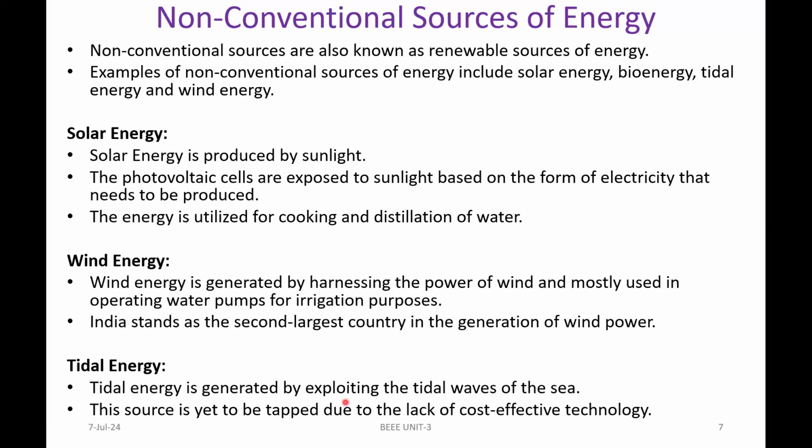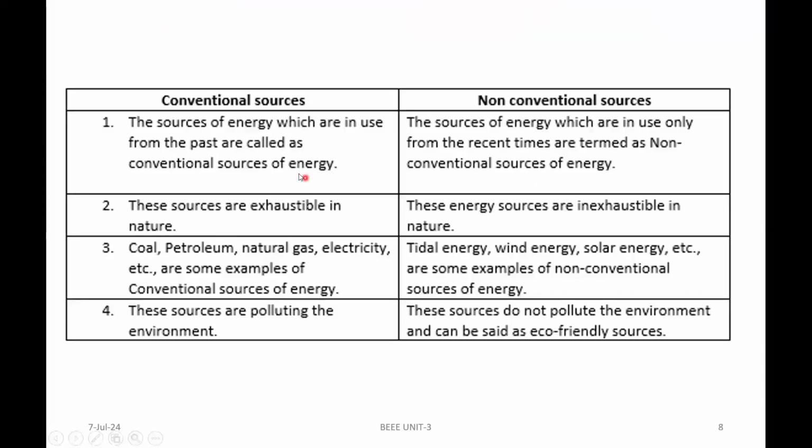Now, that's a typical one: the main classification of conventional sources and non-conventional sources. The sources of energy which have been in use from the past are called conventional. Non-conventional sources are in use only from recent times. Conventional sources are exhaustible in nature. Non-conventional sources are inexhaustible in nature. Coal, petroleum, natural gas, electricity, etc. are some examples of conventional sources of energy. Tidal, wind, solar are some examples of non-conventional sources of energy.